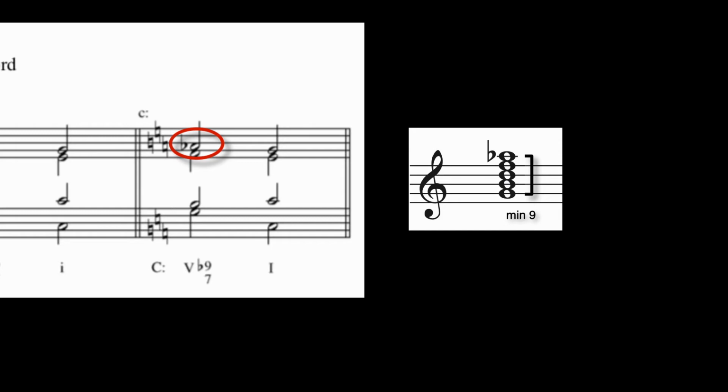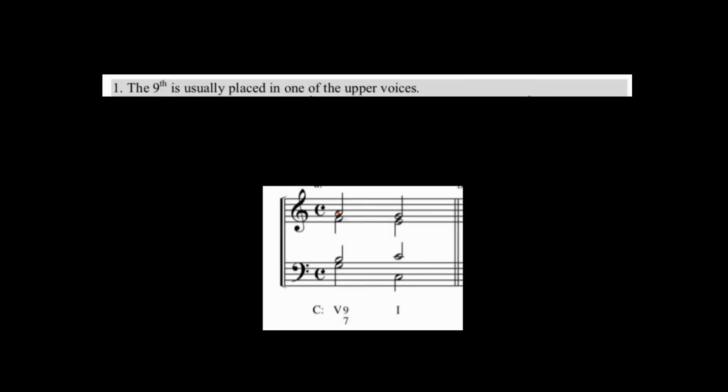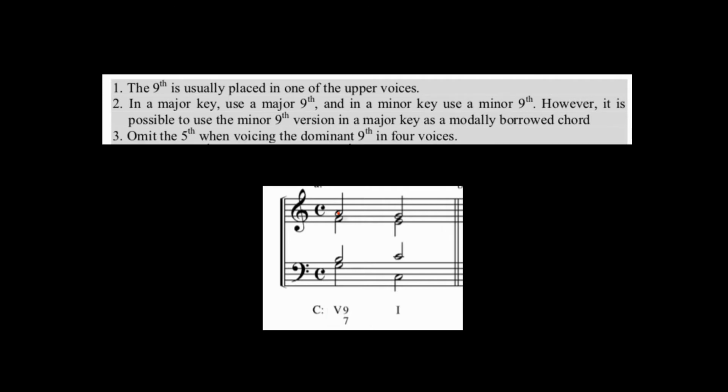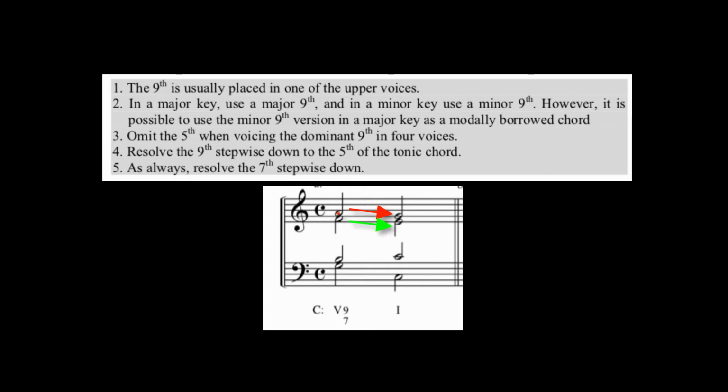Here are a few important features to remember about the dominant ninth chord and its resolution. Number 1, the ninth is usually placed in one of the upper voices. Number 2, in a major key, use the major ninth, and in a minor key, use the minor ninth. However, it is possible to use the minor ninth version in a major key as a modally borrowed chord. 3, omit the fifth when voicing the dominant ninth in 4 voices. 4, resolve the ninth stepwise down to the fifth of the tonic chord. And 5, as always, resolve the seventh stepwise down.